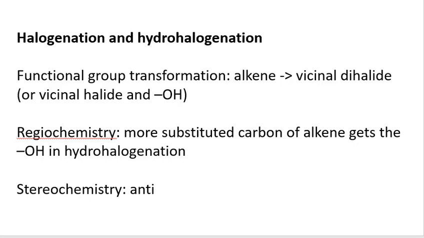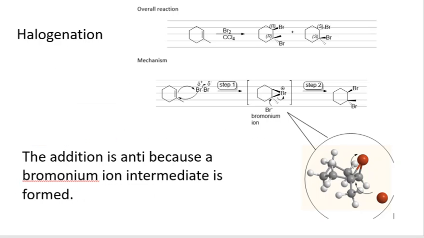The regiochemistry is hard to tell when you have halogenation because both carbons get a halogen bonded to them. But when you have hydrohalogenation, the OH group goes to the more substituted carbon. And the stereochemistry is anti. So as usual, we're going to use the mechanism to explain both the regiochemistry and stereochemistry.